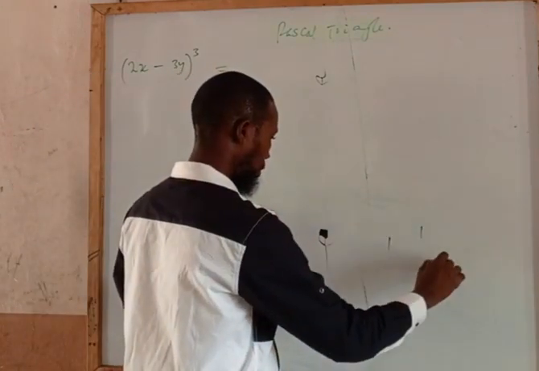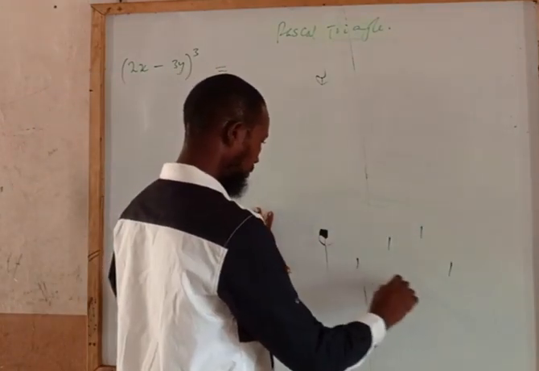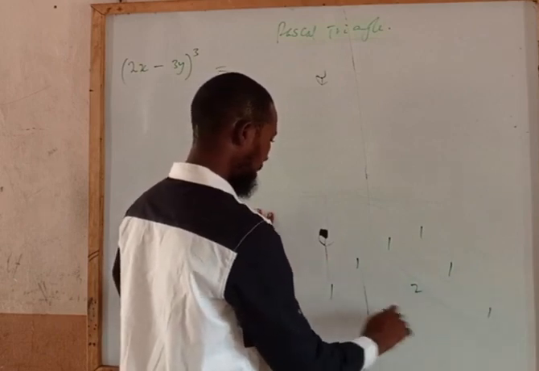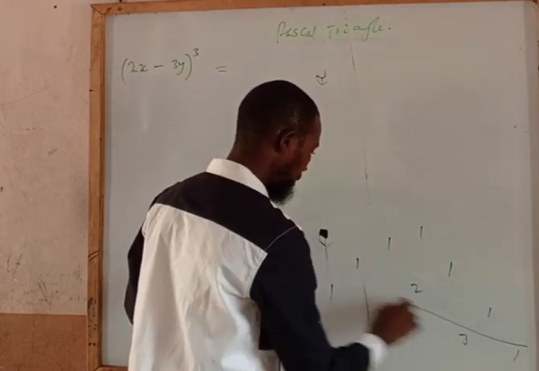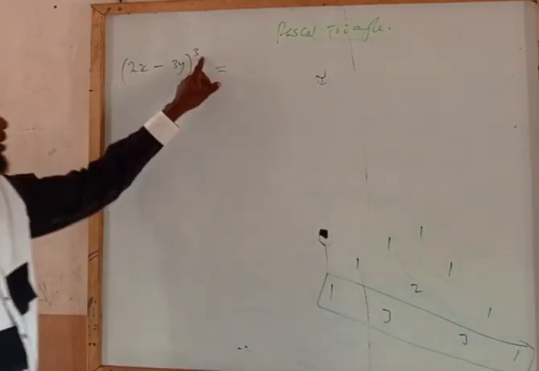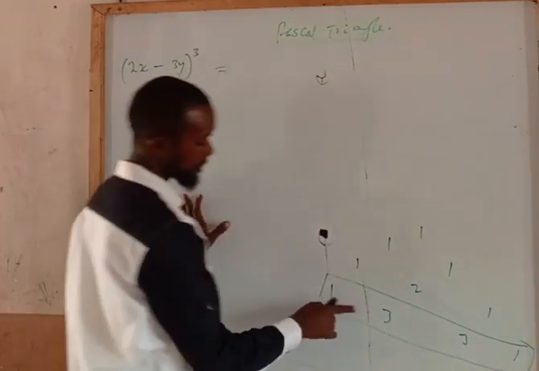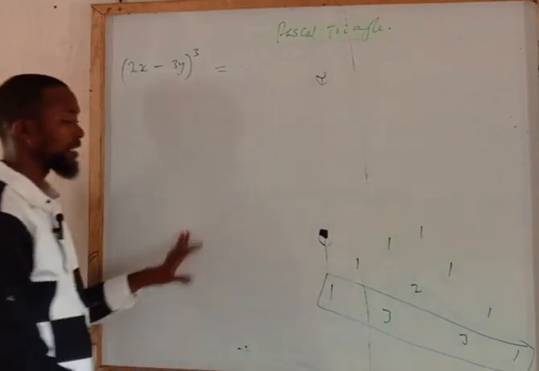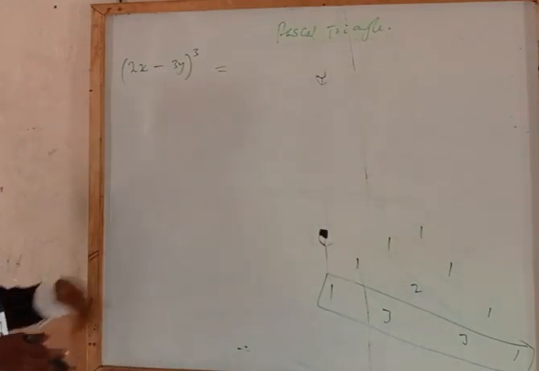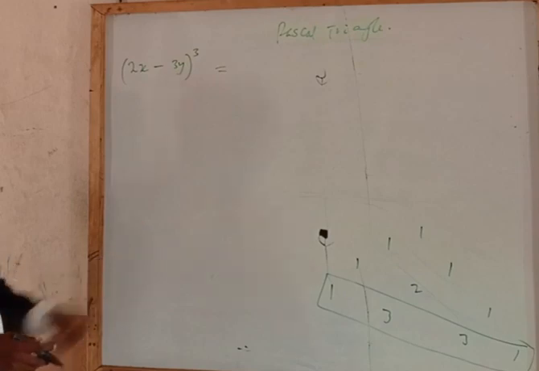So I will begin with 1, 1. Here we have 1, 2, 1. And finally, I have 1, 3, 3, 1. So since the expression given to me has the power of 3, it shows this is the level of the triangle or the pattern of numbers that is going to be useful to what I want to do here. So we move over to this.